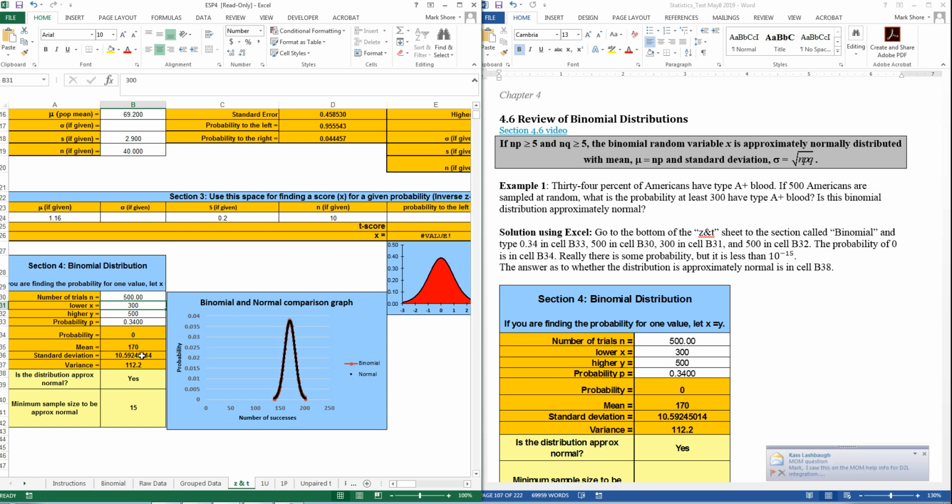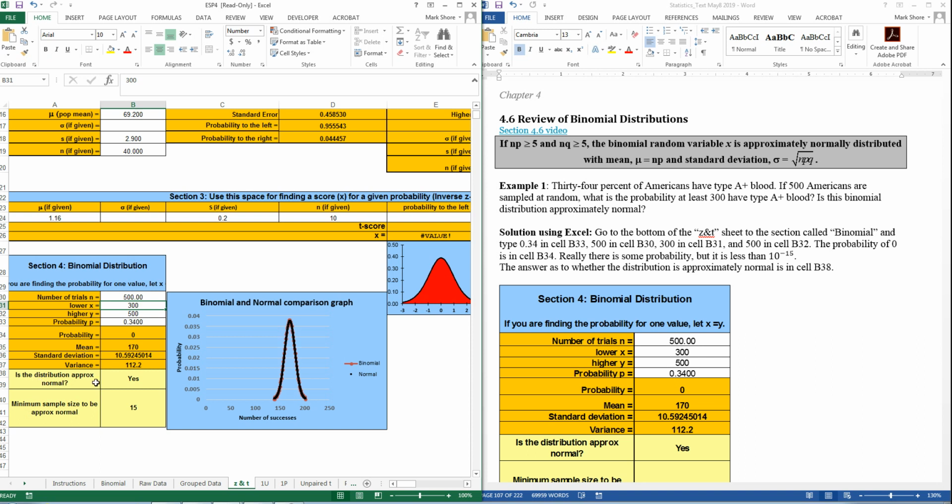The standard deviation is only 10, and so most of your scores fall within 3 standard deviations above the mean. That means almost everybody's going to fall between 140 and 200 on this, and we're looking way up here at 300. So now, is the distribution approximately normal?